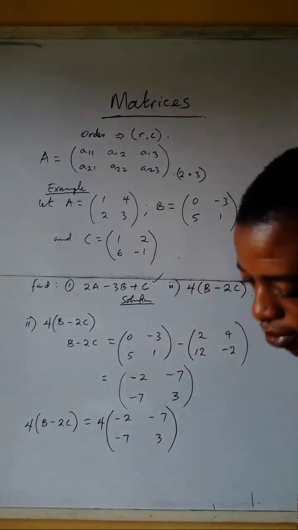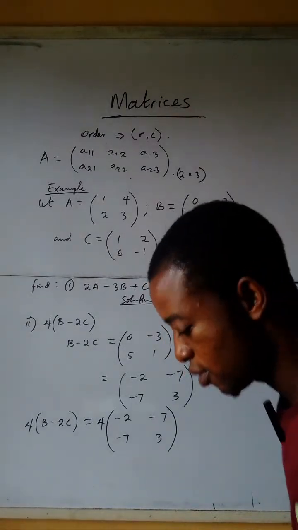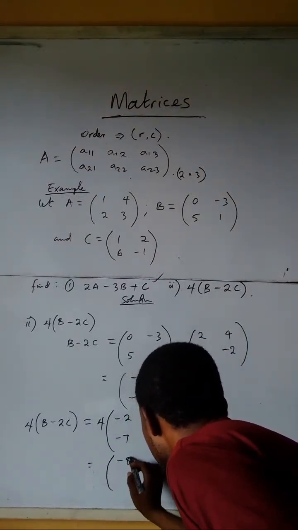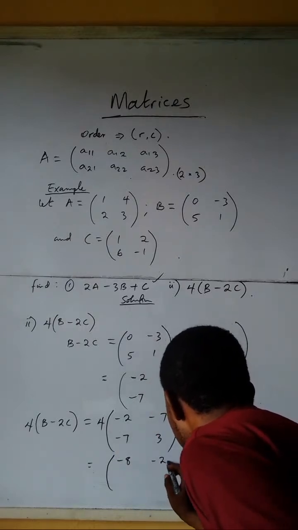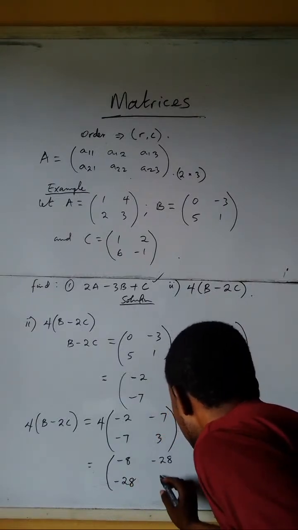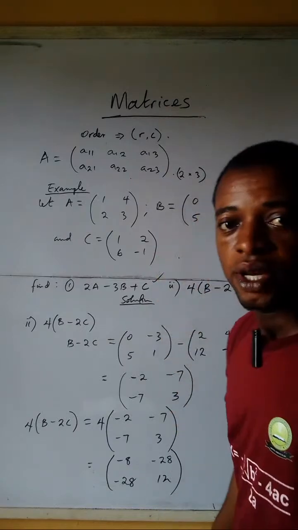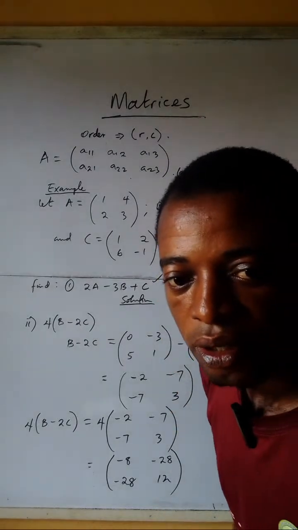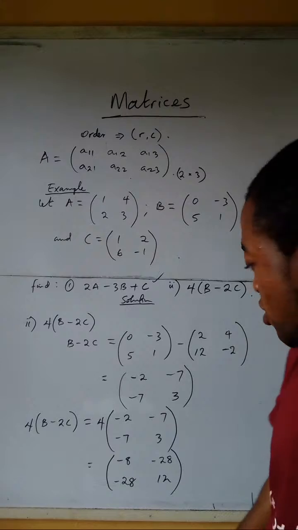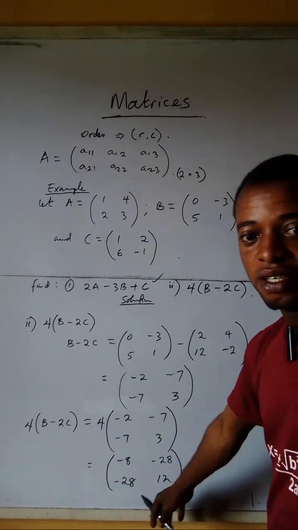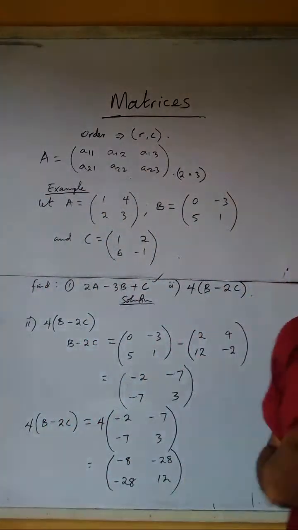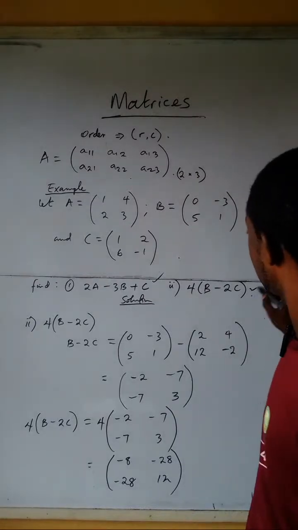And 4 multiplies this, we have 4 times minus 2, that gives us minus 8. 4 times minus 7, minus 28. And 4 times minus 7 here, minus 28. 4 times 3, that's 12. So here also, we have the final answer here, which is what we have here as a 2 by 2 matrix: minus 8, minus 28, minus 28, then 12. So that's the solution to the second one as well.